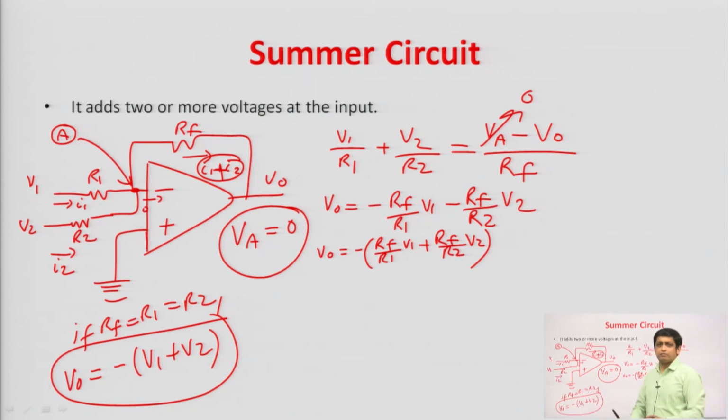This minus sign just represents that the output is 180 degrees out of phase with the input. Otherwise, if we consider the magnitude part, then the output voltage is just the summation of the input voltages. Similarly, if we want to add 3 voltages, then we need one more resistor R3, right. By using the same approach we can add n number of voltages. So, this is called the adder circuit. You can see that this is an application of the inverting amplifier.